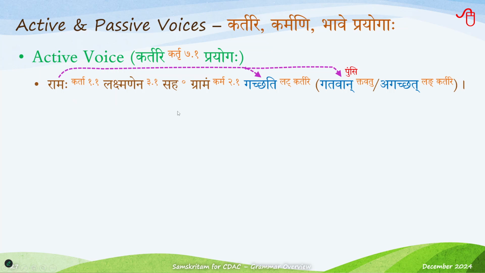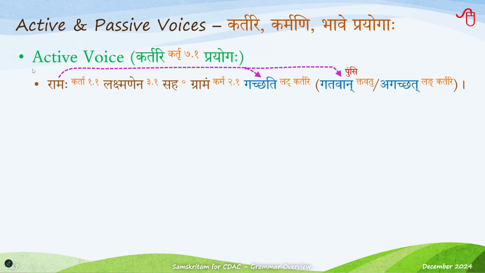Ramah Lakshmanah cha gramam, but gacchati won't apply because now you have brought Lakshmana into the karta position. By saying Ramah Lakshmanah cha, you have brought Lakshmana as a co-participant of the gamana kriya. So gacchati has to go to dvivachana, gacchatah. Ramah Lakshmanah cha gacchatah. Saha goes away because Lakshmana becomes the karta. So Ramah Lakshmanah cha gramam gacchatah. Gacchati, gacchatah, gacchanti. So Ramah Lakshmanah Sita cha gramam gacchanti.